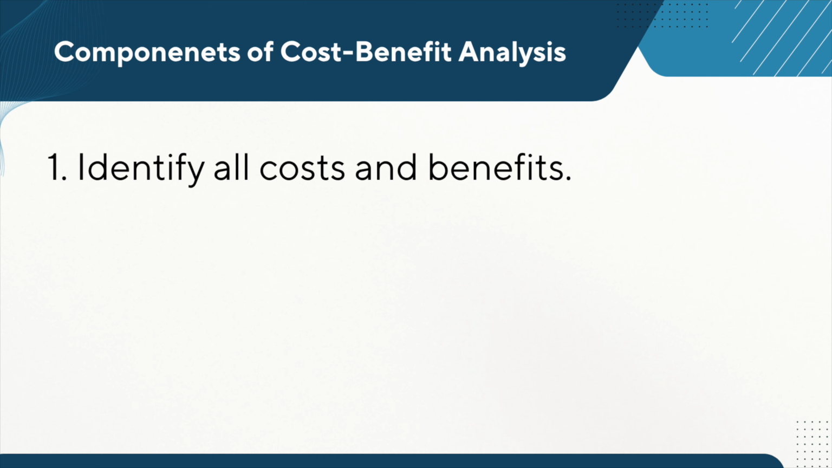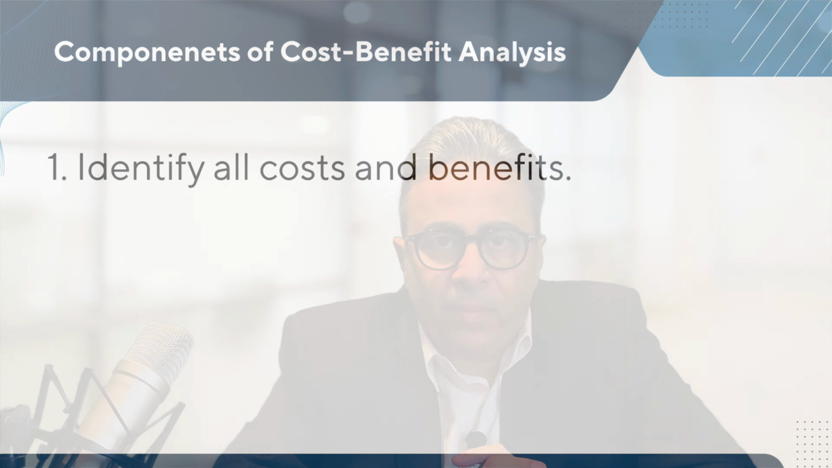So what are the key components of cost-benefit analysis? Number one, identifying all costs and benefits. Costs include direct medical costs such as drugs, diagnostics, and hospital stays, as well as indirect costs like loss of productivity or caregiver time. Benefits include everything from reduced disease burden to longer lifespan and even intangible factors like peace of mind.